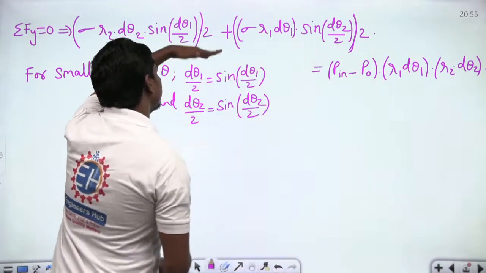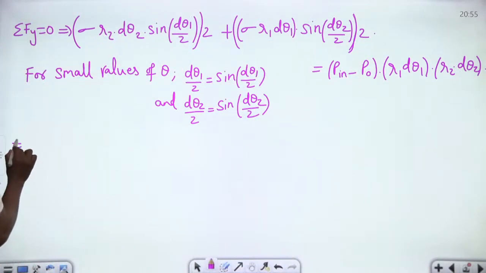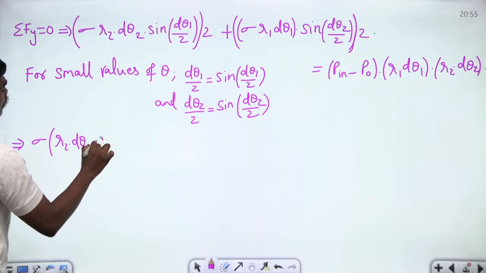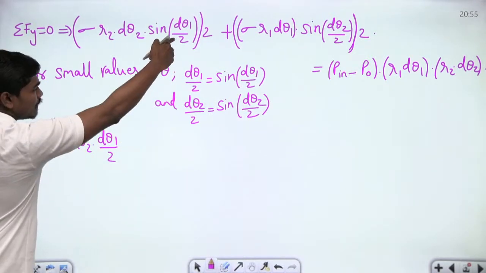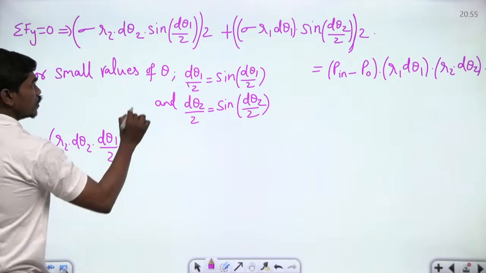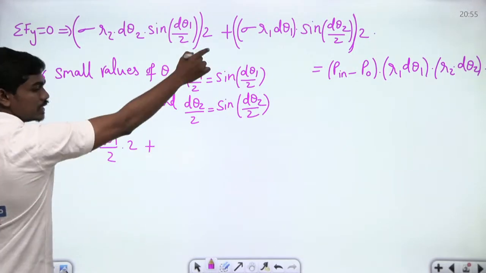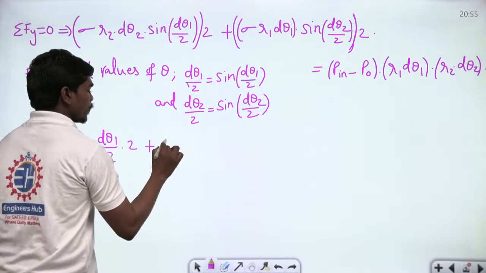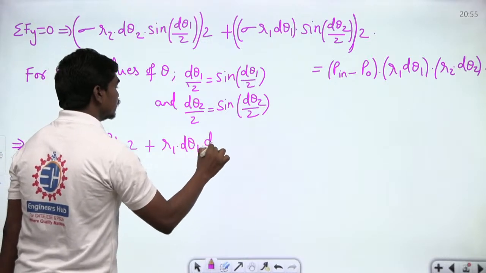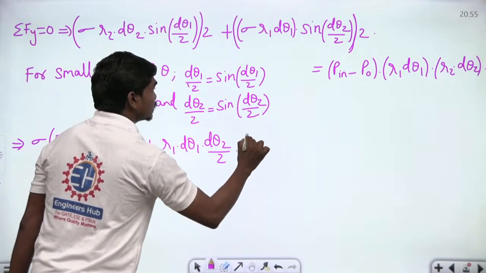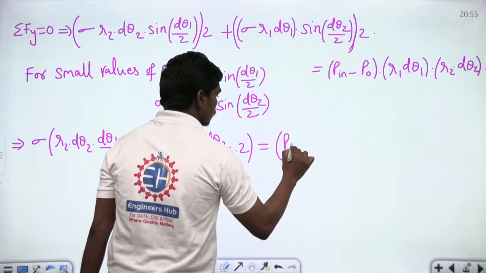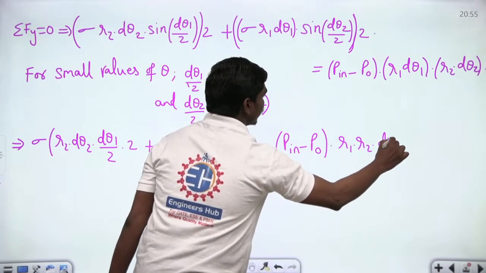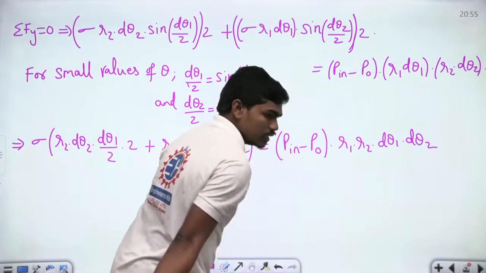So if you substitute these approximations in this equation, look, what do we have? Sigma times R2 d theta 2 into sine d theta 1 by 2, where I am using this approximation, into 2, plus sigma R1 d theta 1 into d theta 2 by 2, into twice of this, is equal to P inlet minus P outlet into R1 times R2 times d theta 1 into d theta 2. This is what we have, correct? So this is the complete equation.